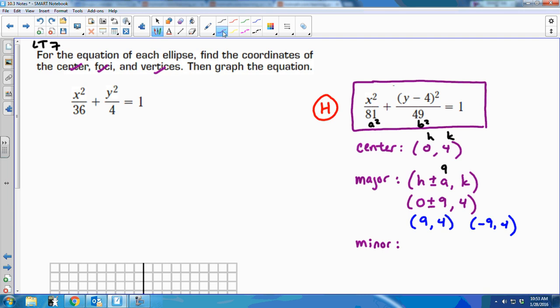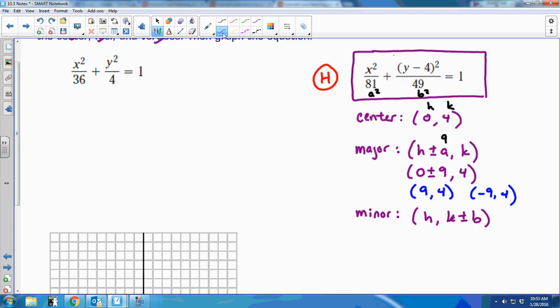We need to do the same thing for the minor axis vertices. Looking at your notes, you have h and you have k plus or minus b. You're changing the y distance. So again, we have h and k, and we do actually know b. If b squared is 49, what is b? 7. So we have 0, 4 plus or minus 7.